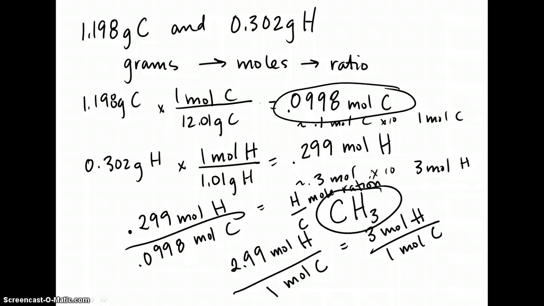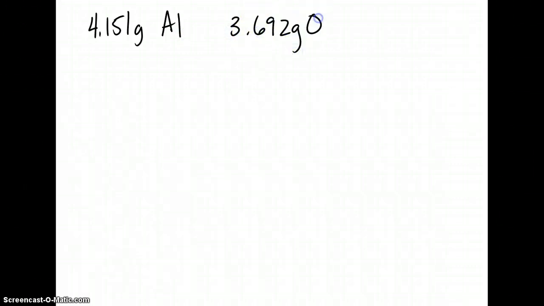Let's try one more that might be a little bit more complicated, and then you can hopefully have all the skills you need to work on some of those problems that I gave you for homework. So we're going to start off where I have 4.151 grams of aluminum, and I have 3.692 grams of oxygen. I want to know what the empirical formula is. What I would suggest is stopping the video and working through them with me. I'm going to pause as well and give some of the answers in a couple minutes.